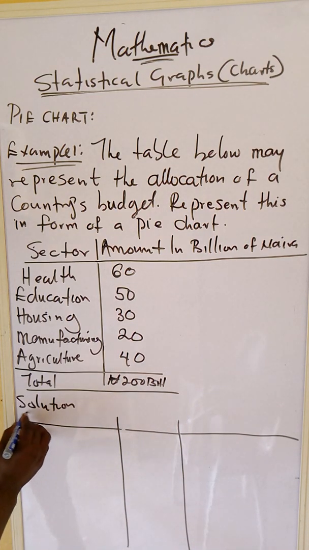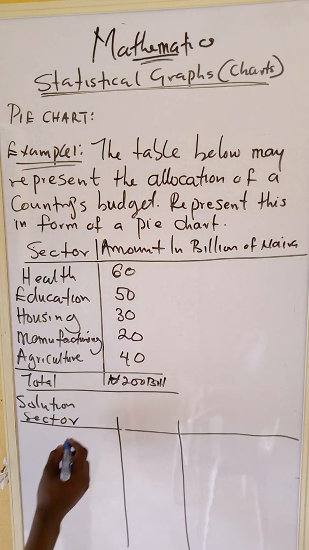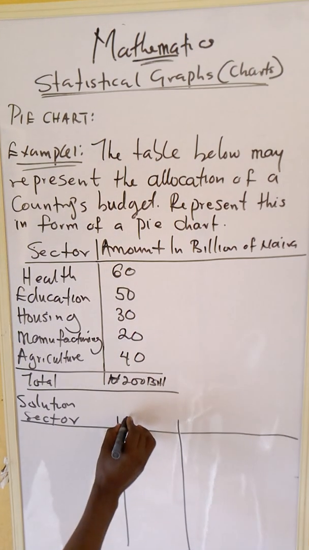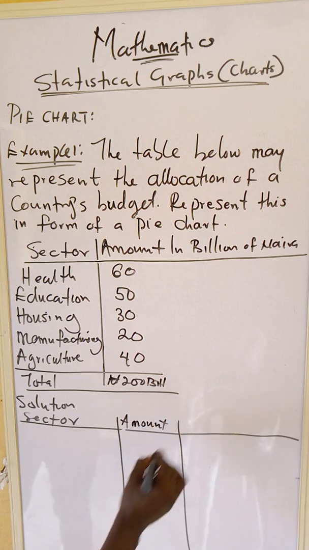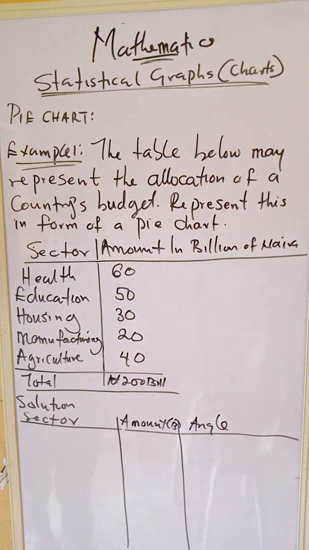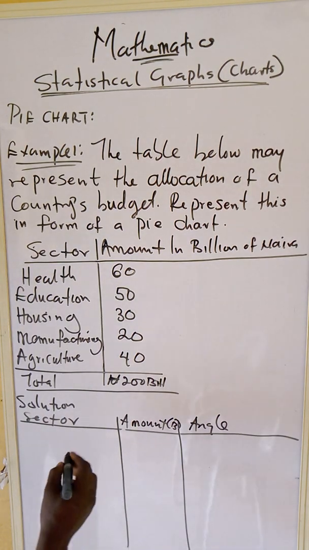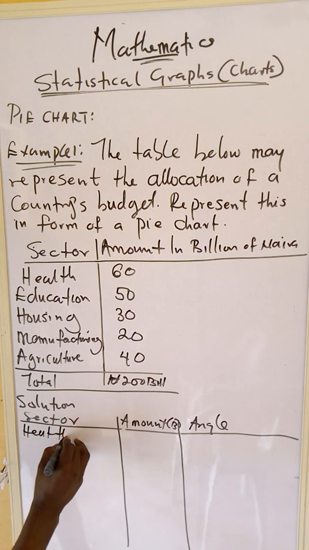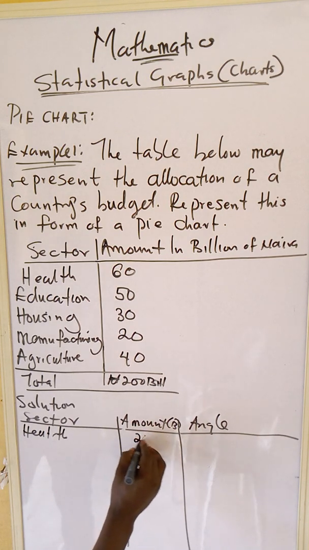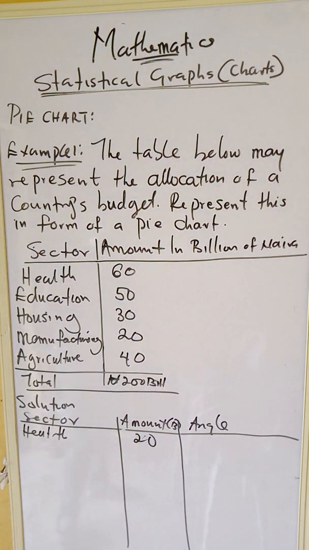So here is the sector, here is the amount in billion, and here is the angle. The first one is health. Health is 60.